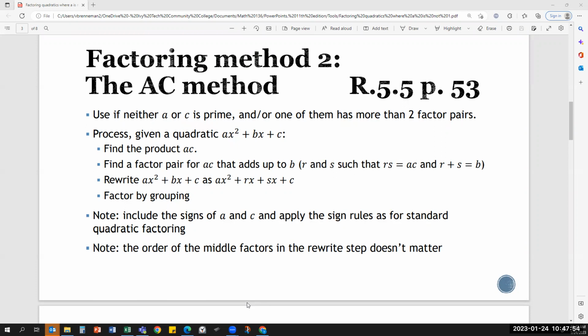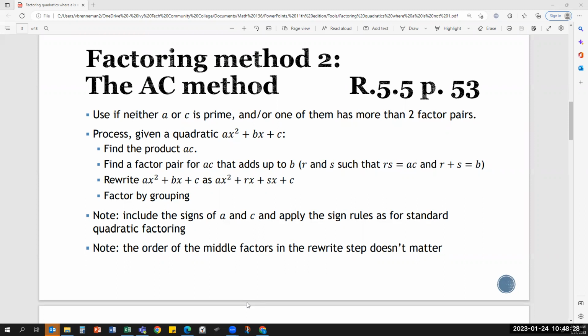So you're kind of reverse engineering the FOIL process. If you started with the factors, you do the FOIL, you have the outside and inside terms that add up together to get bx. So we're taking from the final form and backing up a step and saying, all right, what were the outside and inside terms that added up to get this middle term? And then we can factor. So you then have 4 terms and you factor by grouping to finish that.